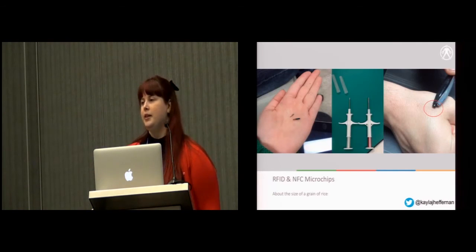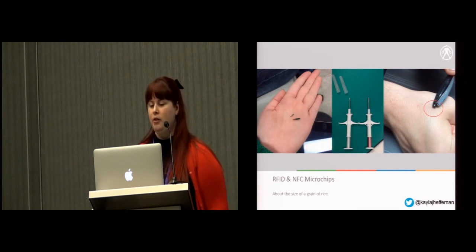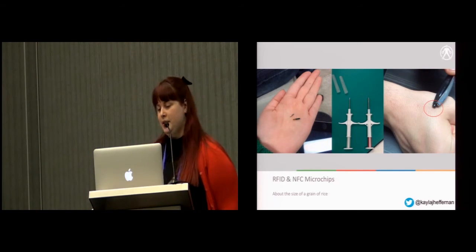The RFID and NFC microchips are about the size of a grain of rice. They're inserted using a large gauge syringe, like those used in body piercings or pet microchipping. Once inserted, they're invisible to the naked eye. This person doesn't even have a scar.